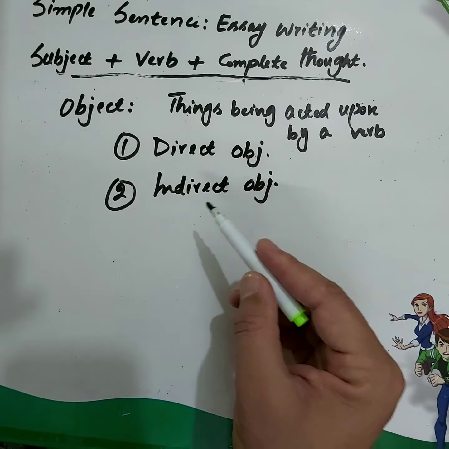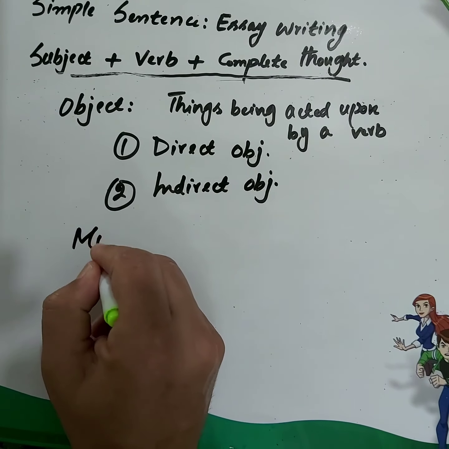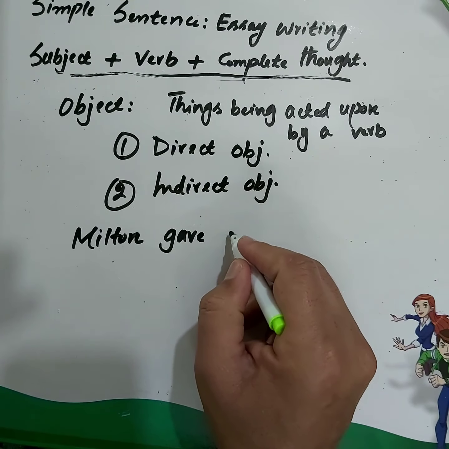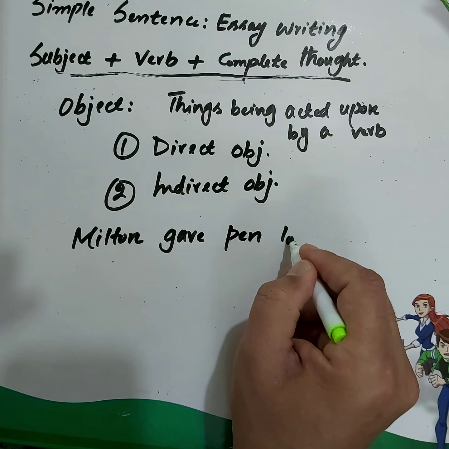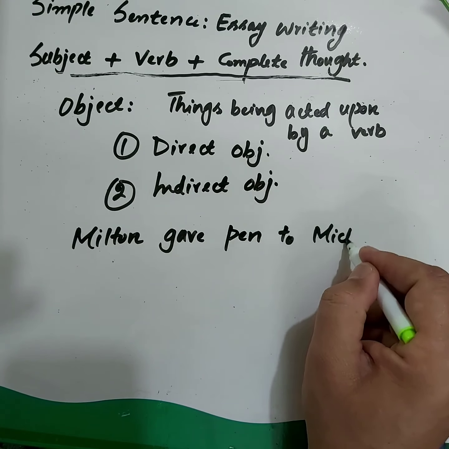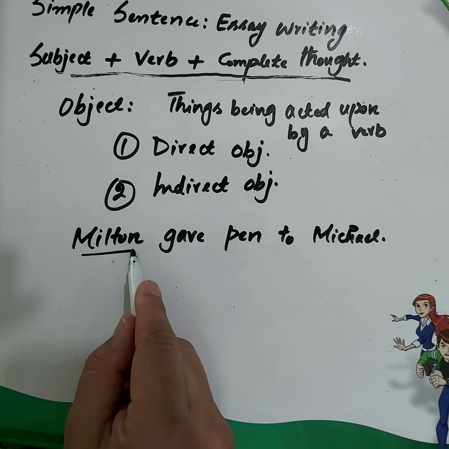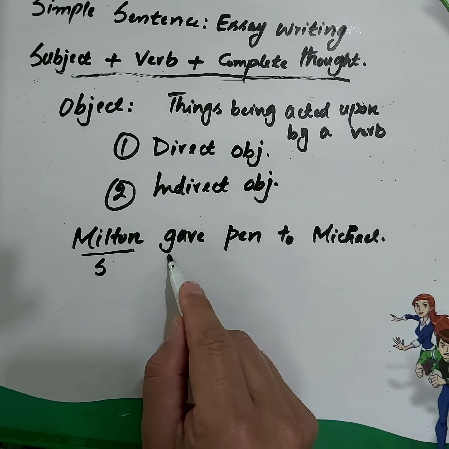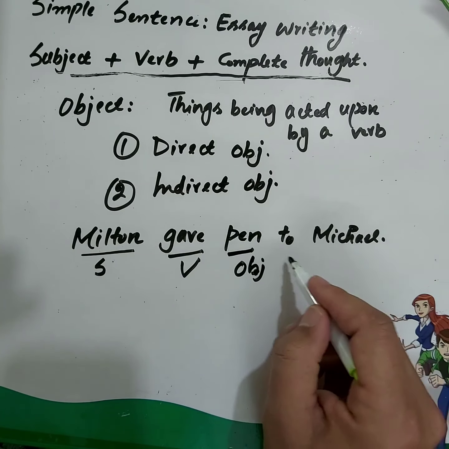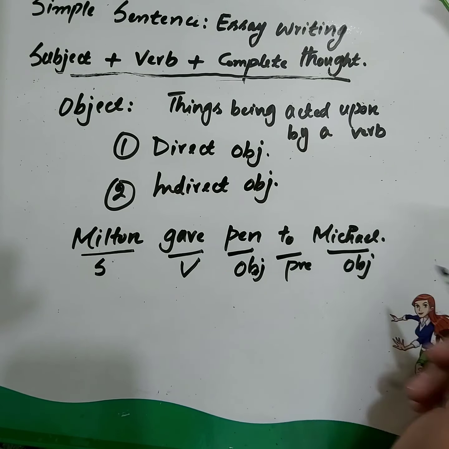Here, students, I will write an example. Milton gave pen to Michael. Students, this is your subject. This is your verb. This is your object. This is your preposition. And this is your object.